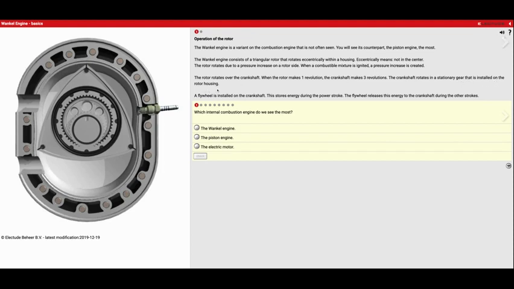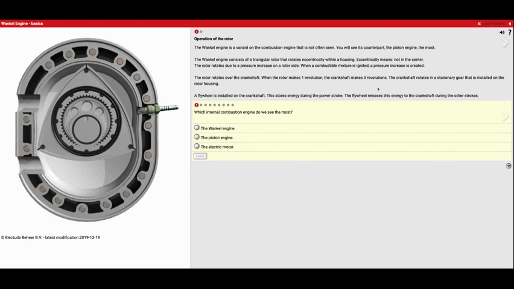A flywheel is installed on the crankshaft. This stores energy during the power stroke. The flywheel releases this energy to the crankshaft during the other strokes. And all of that is exactly the same as when we talked about our 4-stroke engines that we took apart in autos class.